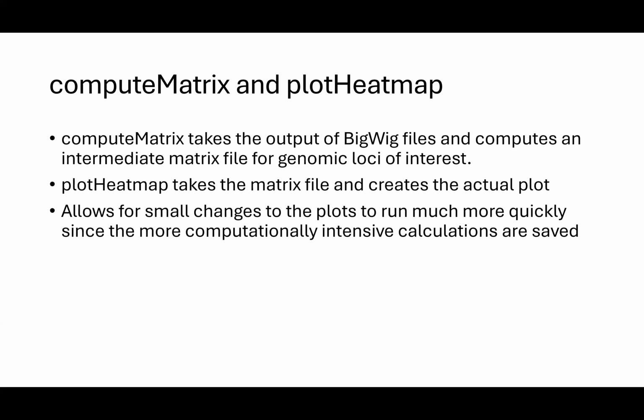And then any aesthetic changes you want to make to the heat map, you can keep running off that same matrix. So if you need to change the color map or change the legend, you can rerun the plotHeatmap part without having to do all the computations again. Particularly if you're just trying to make a plot look a bit better, it makes it a lot easier.